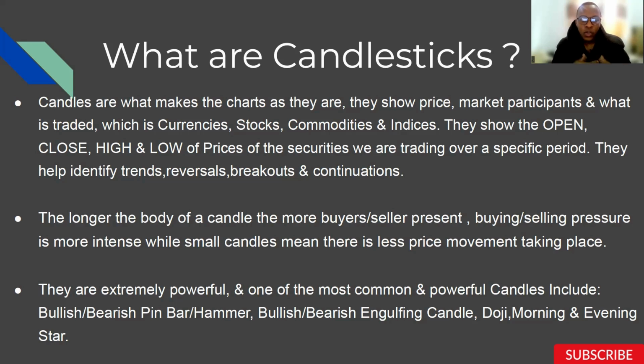They are extremely powerful, and some of the most common and powerful candles include the bullish or bearish engulfing candle, the bullish and bearish pin bar, which is also known as a hammer, doji, morning star, and evening star, right? But to be honest, when I learned about candlesticks, I did not learn everything. I saw that some candlesticks behave in certain ways in different market conditions. As a result, I only started focusing on the pin bars and the bullish engulfing candles, which is what I will show you in the charts right now. So let's get into the charts now.